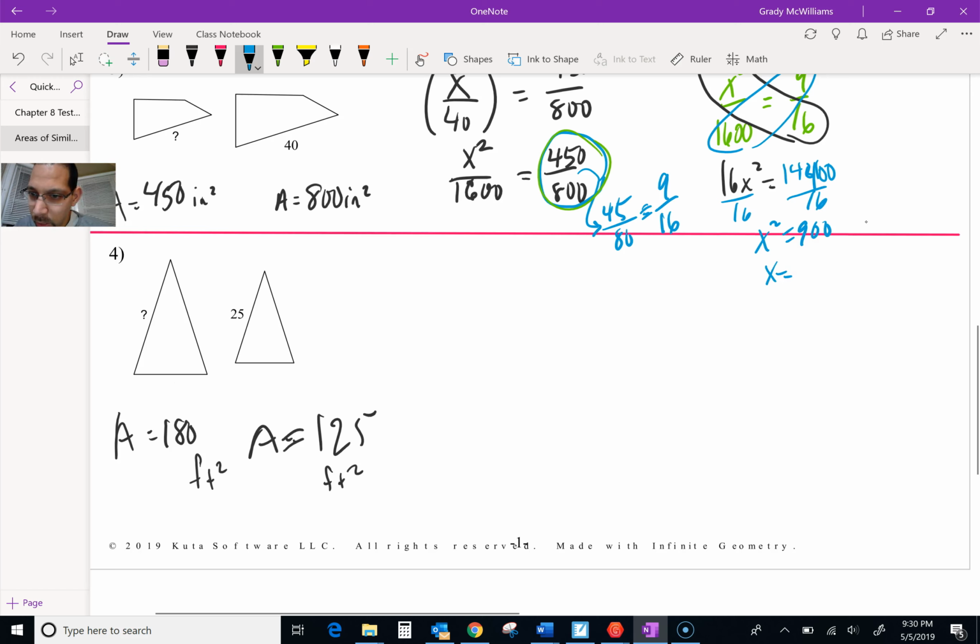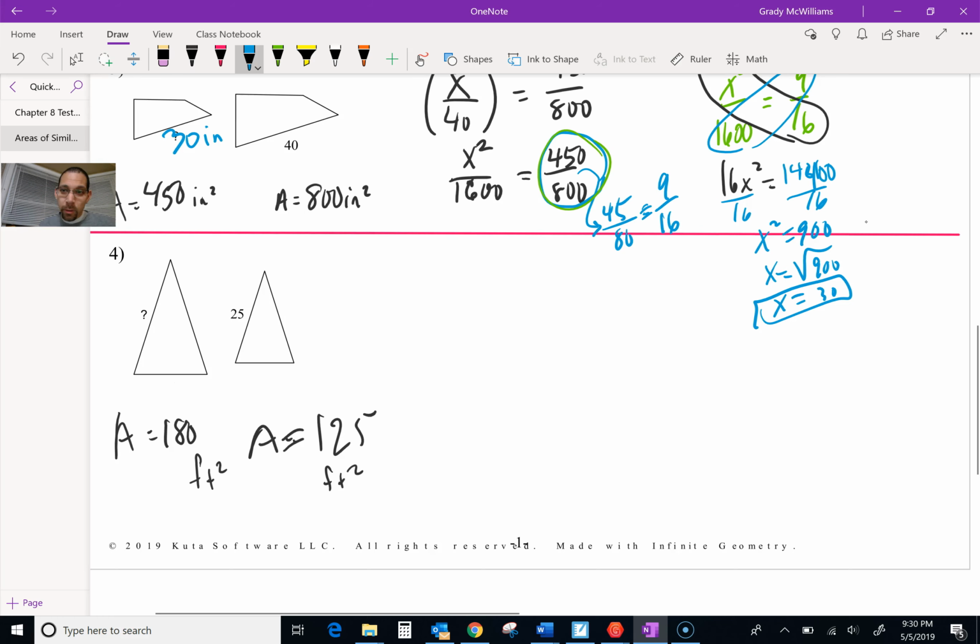Then you take the square root of that on both sides. That makes the square go away. The square root of 900 ends up being 30. The answer is 30. Remember, this is a side right here, 30. We were talking about inches squared for the area, so this has got to be regular inches, 30 inches.